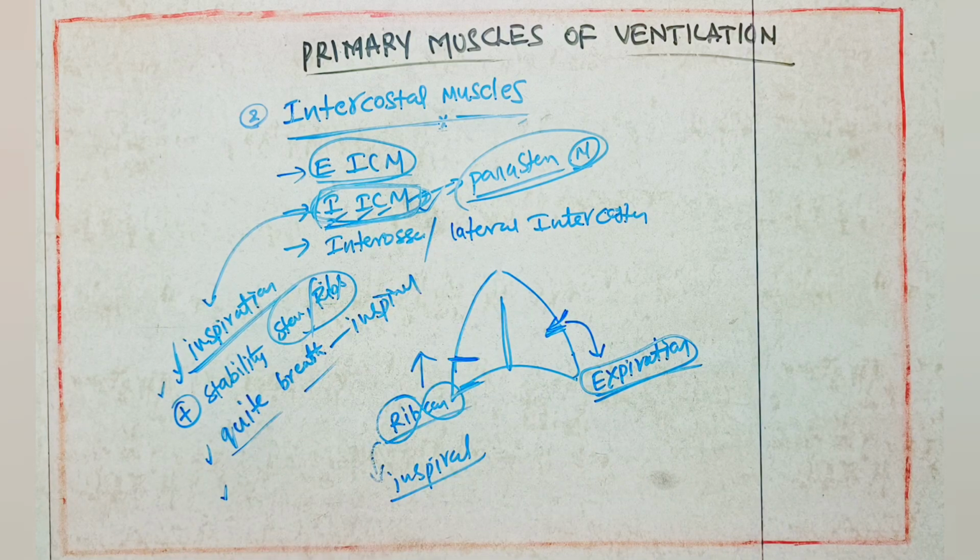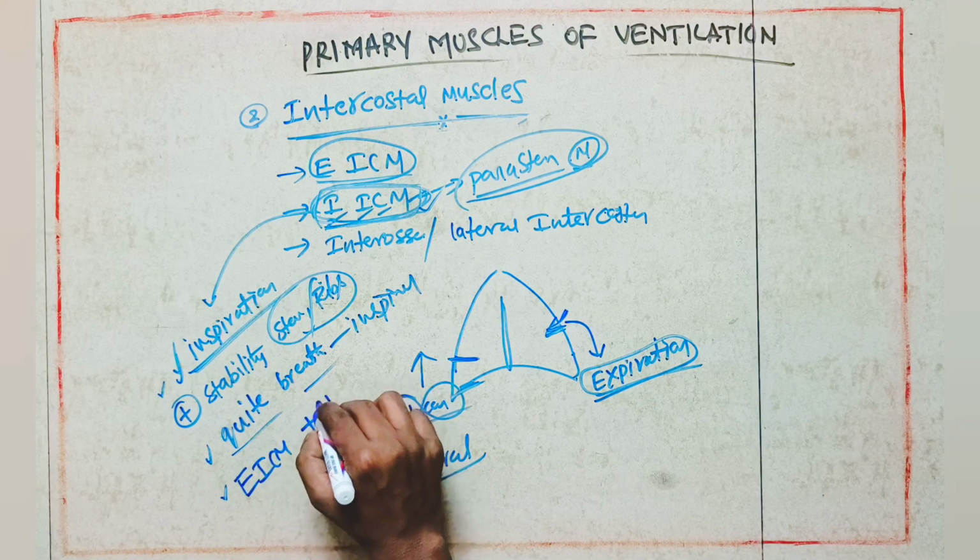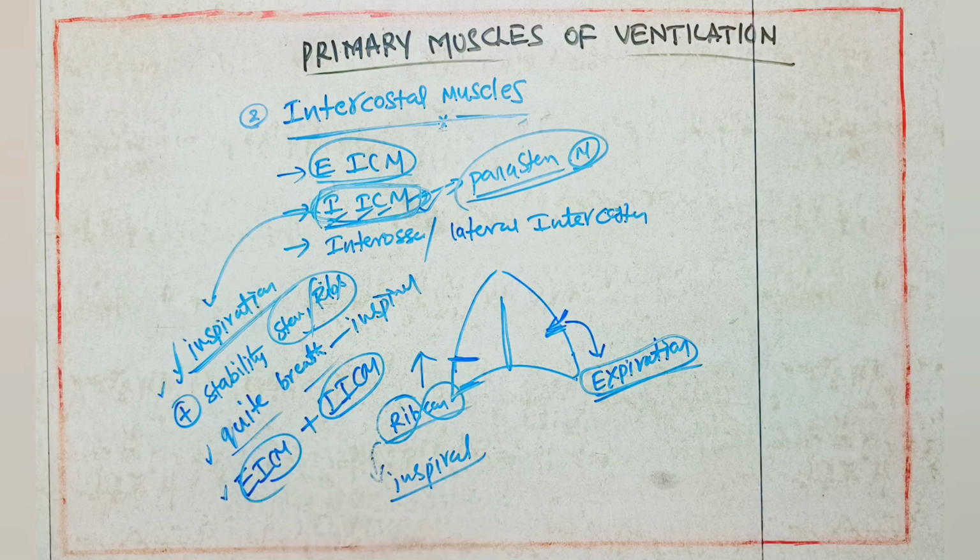And one more point, when we are doing inspiration or expiration, we require both the external intercostal muscles plus the internal intercostal muscles action. If we are doing any activity or exercise, both muscles work, and at the same time some extra muscles work with them to provide the ventilation.